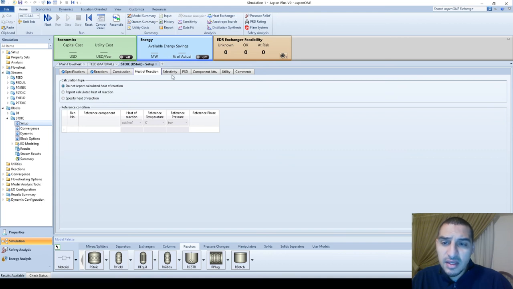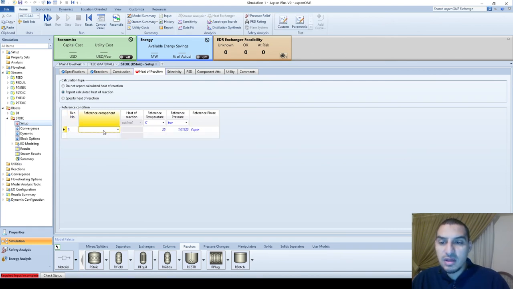And here in the reaction, this is the heat of reaction. This is the point that I want to go through, that it does not report the calculated heat of reaction, or you can report the calculated heat of reaction. For instance, I'm gonna say that for reaction 1, I'm gonna calculate the heat of reaction with respect to ethanol. And this is important actually, because the heat of reaction comes in units of calorie or energy per mole.